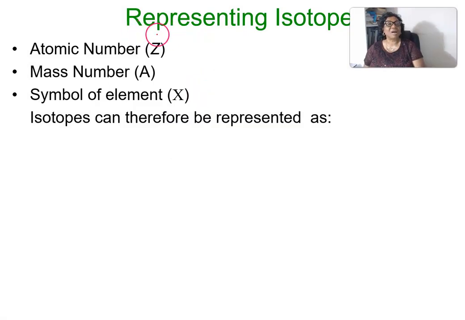So we want to see how isotopes are represented. The atomic number is represented as Z. The mass number is represented as A. And the symbol is represented as X. Isotopes can therefore be represented as follows. Let's look at some isotopic notations. We call them isotopic notations.